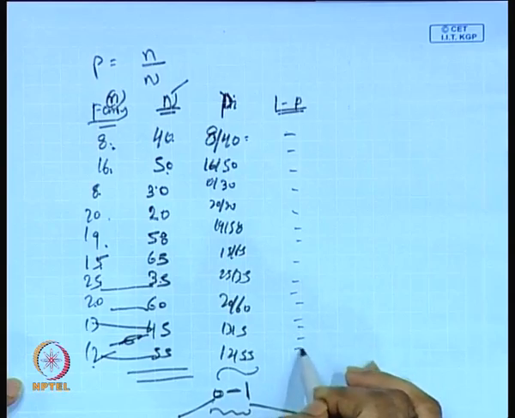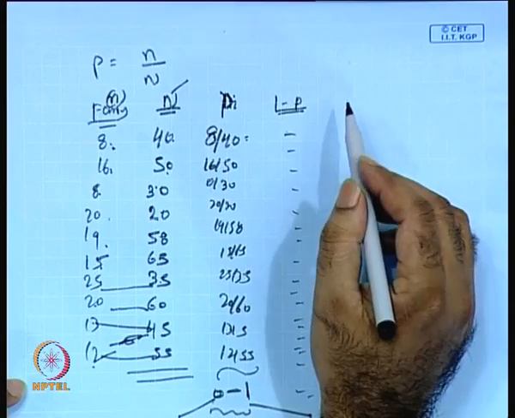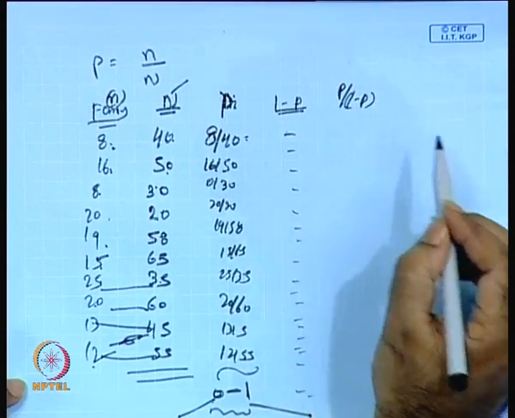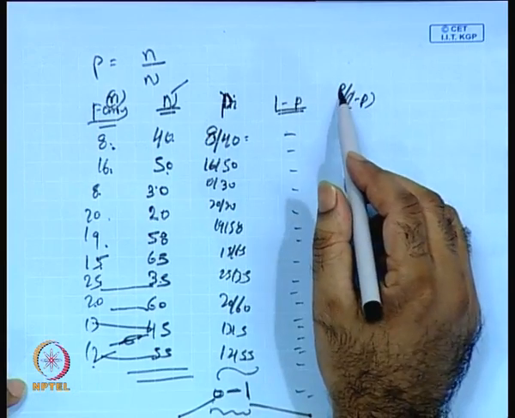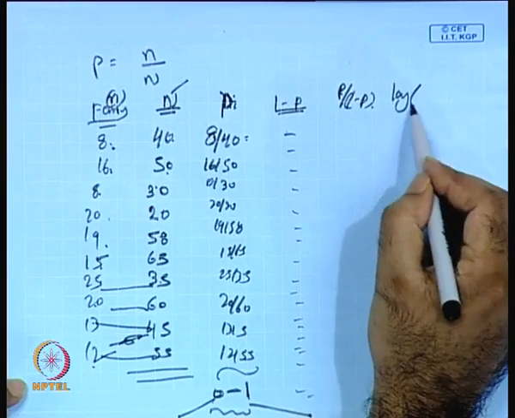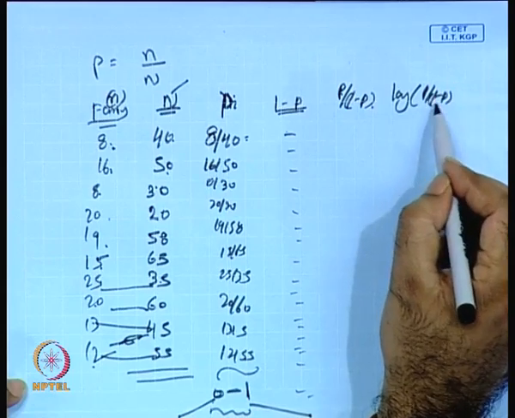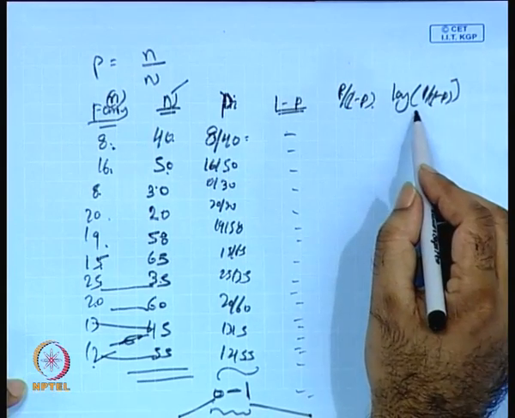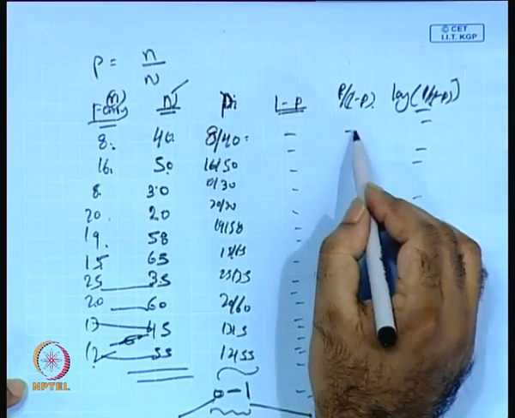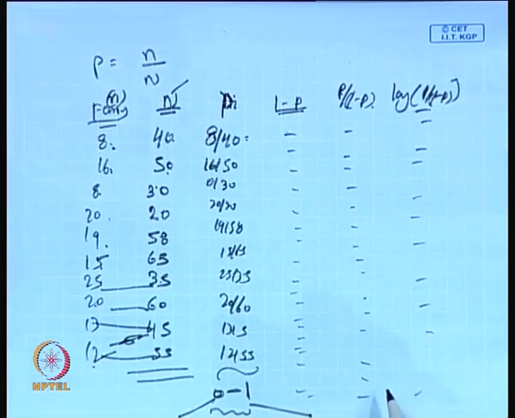Once you fill up this gap, then obviously you have to find the ratio, p by 1 minus p. The moment you find p by 1 minus p, you have to find its log. So, log of p by 1 minus p. This is how you have to observe. Now, log of p by 1 minus p has to be obtained sequentially.